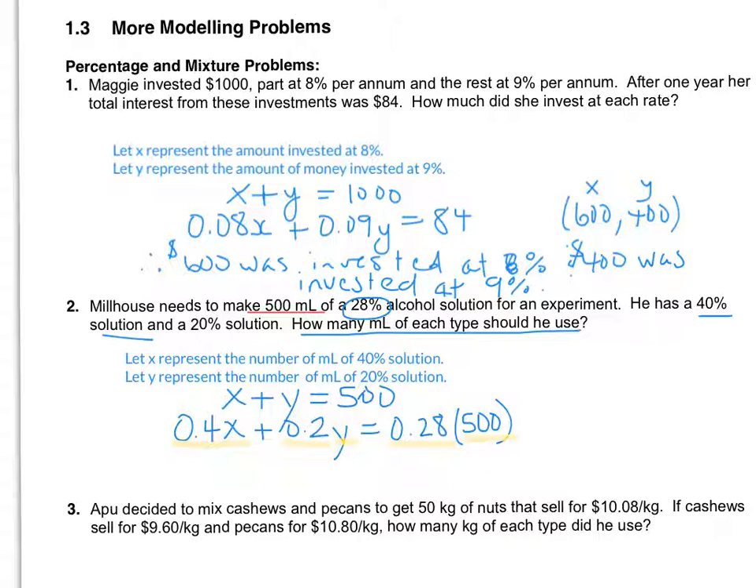Okay, hopefully you've put that into Desmos. I did that and I got an answer here. Let me change back to my pen because I think I actually have my marker out. Change it back to the pen. I have, let's see, an intersection point of 200, 300, which then means I would need 200 milliliters of the 40% solution and 300 milliliters of the 20% solution. And I should write a therefore statement for that.